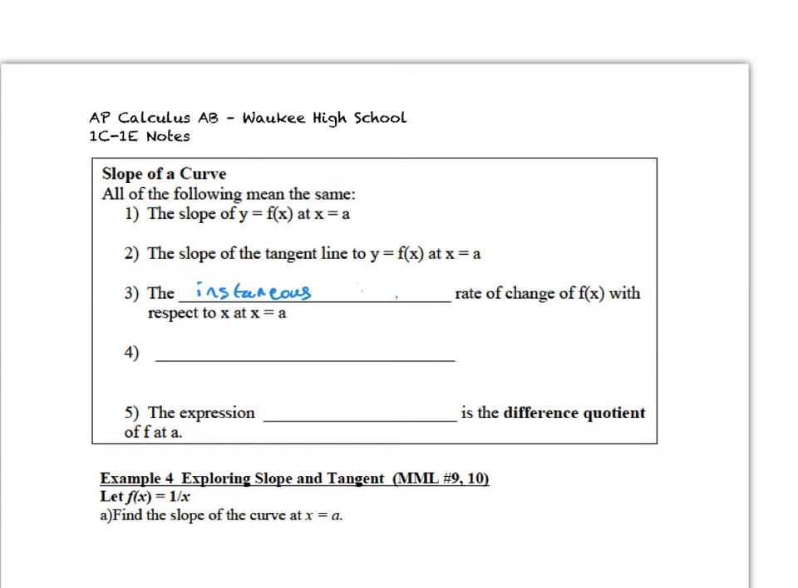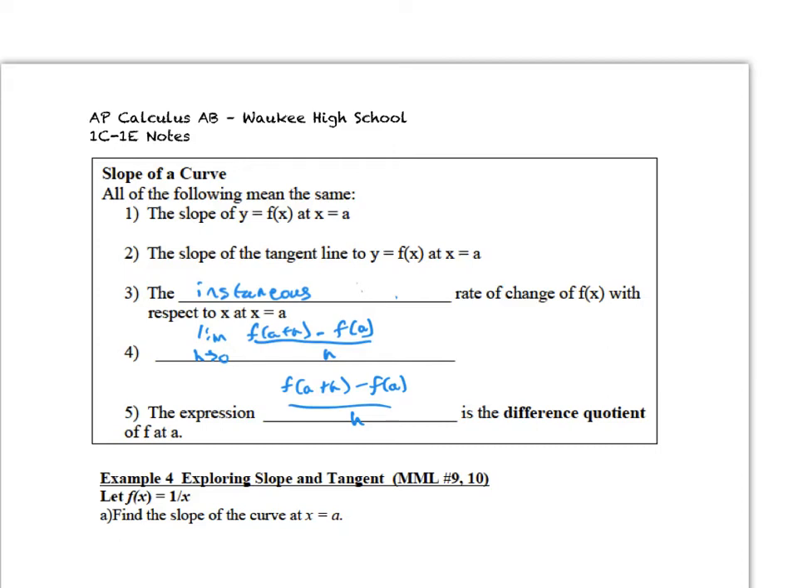Another thing: the limit as h approaches 0 of f of a plus h minus f of a all over h. That's also the same thing. And the expression that we just wrote in, that quotient, f of a plus h minus f of a all over h, is called the difference quotient. That may have been a vocab term you heard in pre-calc.